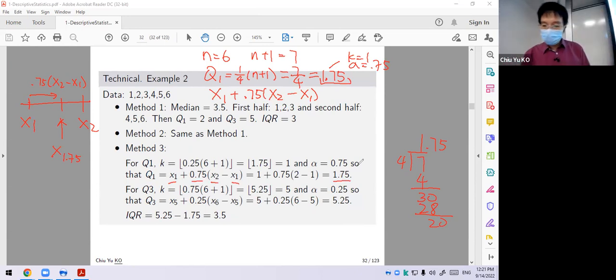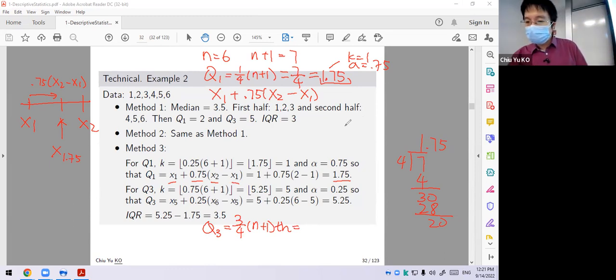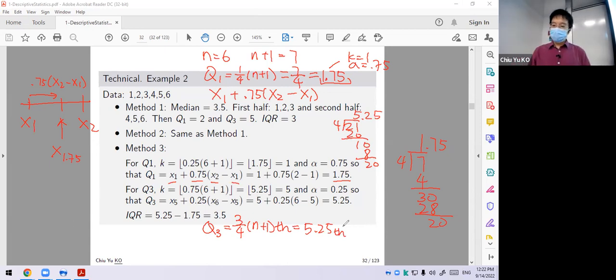Okay, so let's get Q3. Q3 will be the third of n plus 1. n plus 1 is 7. 7 times 3 is 21. So we want 21 over 4. 4, 5, 20. 4, 2, 8. 5.25. So it's the 5.25th data point.